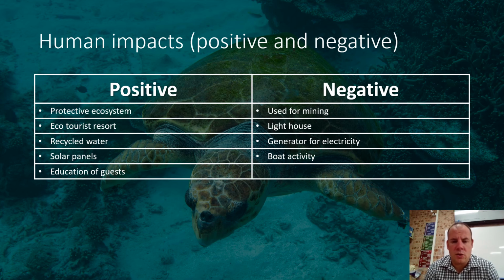And what they've tried to do is minimize the human impact by using recycled water. They use solar panels as well to generate electricity, and obviously it's a source of education for guests, and the more people who know about Lady Elliot Island and ecosystems at risk, the better, because they're going to change the way that they act. So they're the human impacts.